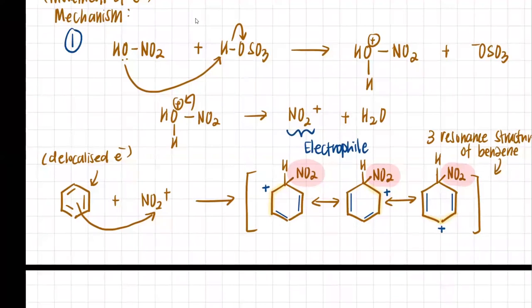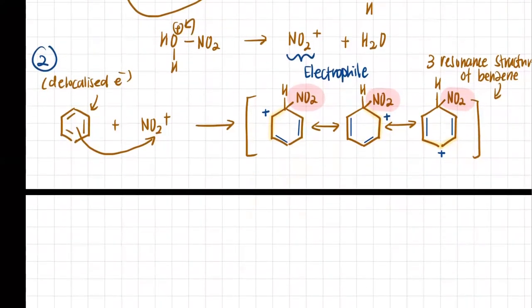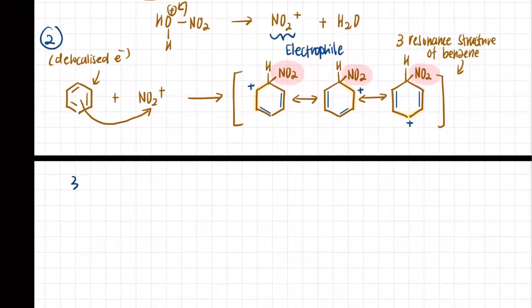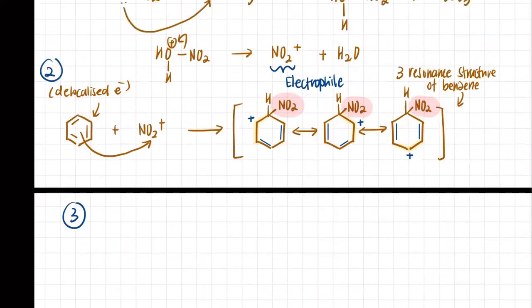So this is your first step, formation of electrophile. Second step, formation of resonance structure. Then the third step is to neutralize the charge. In the third step, you have to choose one of your resonance structures. You can choose any of these three, any one also can, no problem. Let's see, what is a substituent?